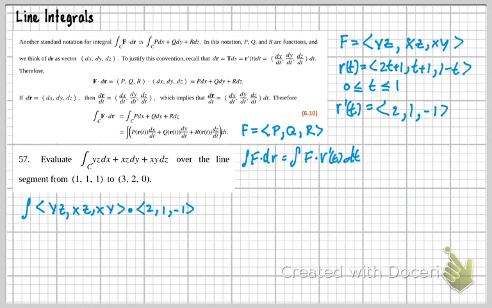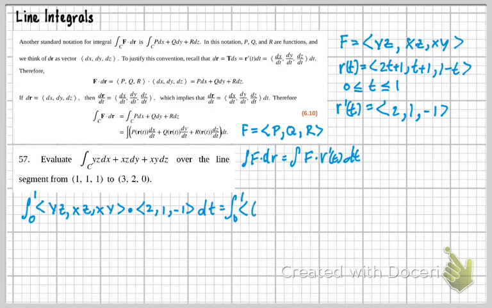So now what we need to do is look below here. This says p(r(t)). That means for all of my components of t in my r, I'm going to plug that in for each of those x's, y's, and z's in p, q, and r. That's what that means. All right, so we're just going to plug that in, and I know that this is between 0 and 1 now, dt. All right, so let's do that.